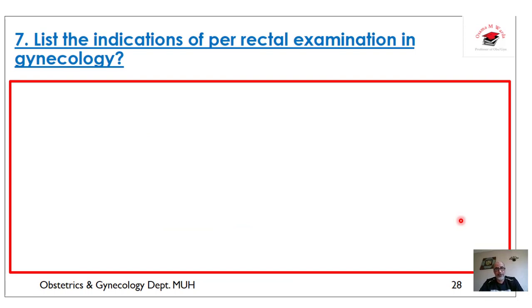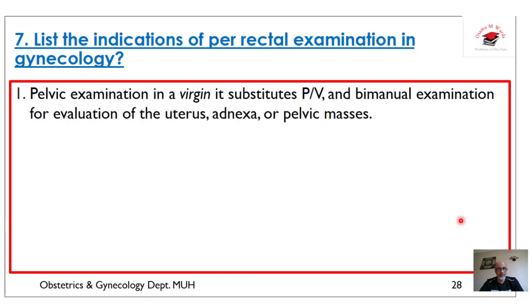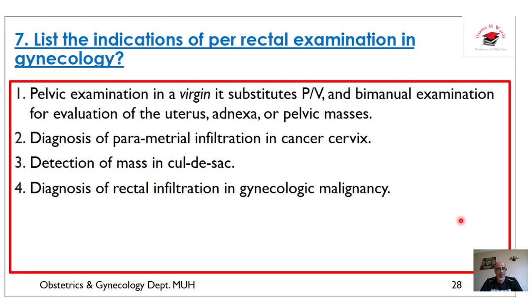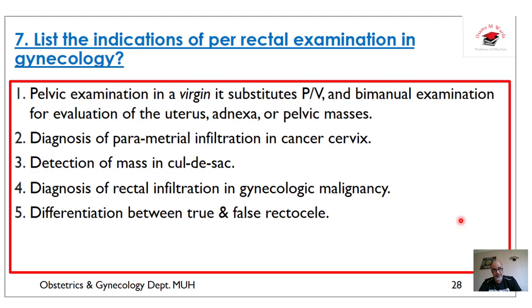List the indications of rectal examination in gynecology. Rectal examination in gynecology is indicated in pelvic examination in virgins, as a substitute for per vaginal and bimanual examination for evaluation of the uterus, adnexal or pelvic mass, diagnosis of parametrial infiltration in cancer cervix, detection of mass in the cul-de-sac, diagnosis of rectal infiltration in gynecologic malignancy, differentiation between true and false rectocele, and diagnosis of rectovaginal fistula.